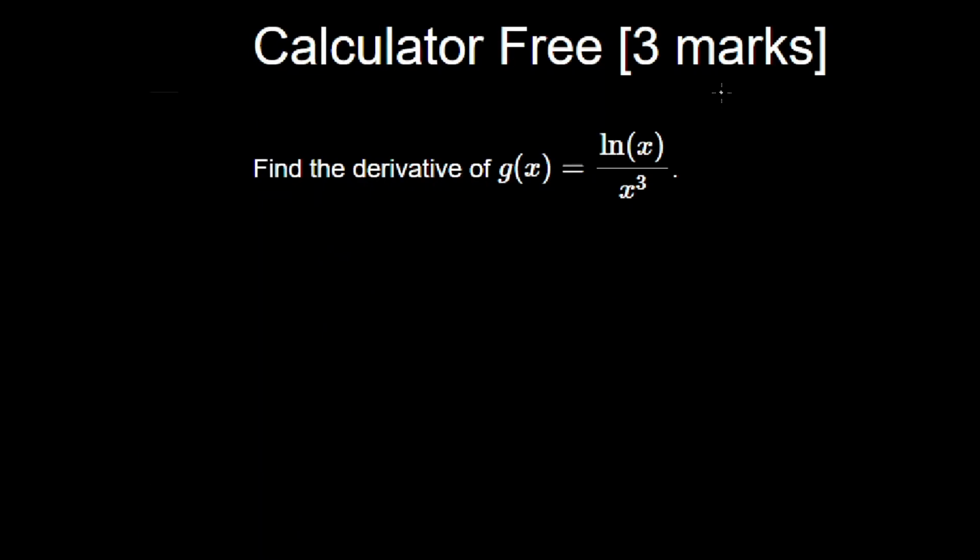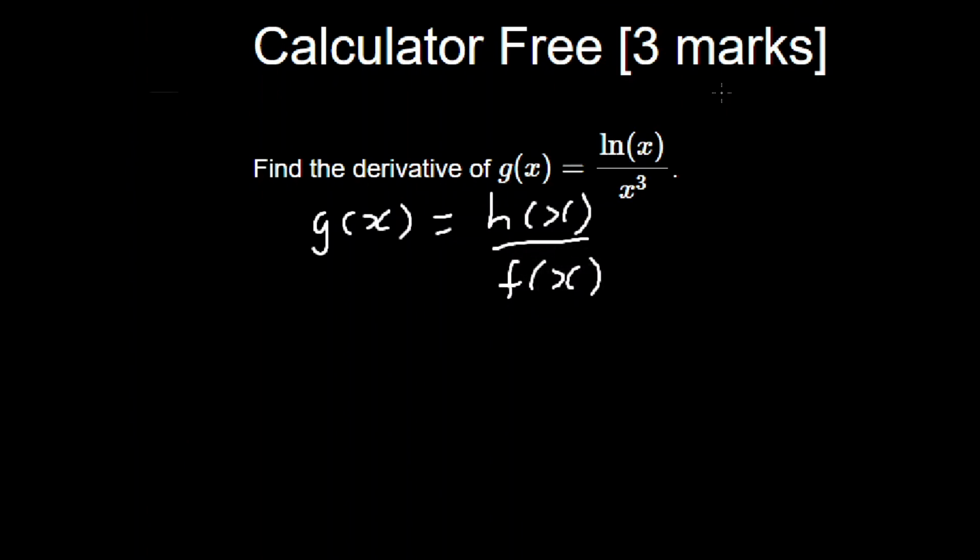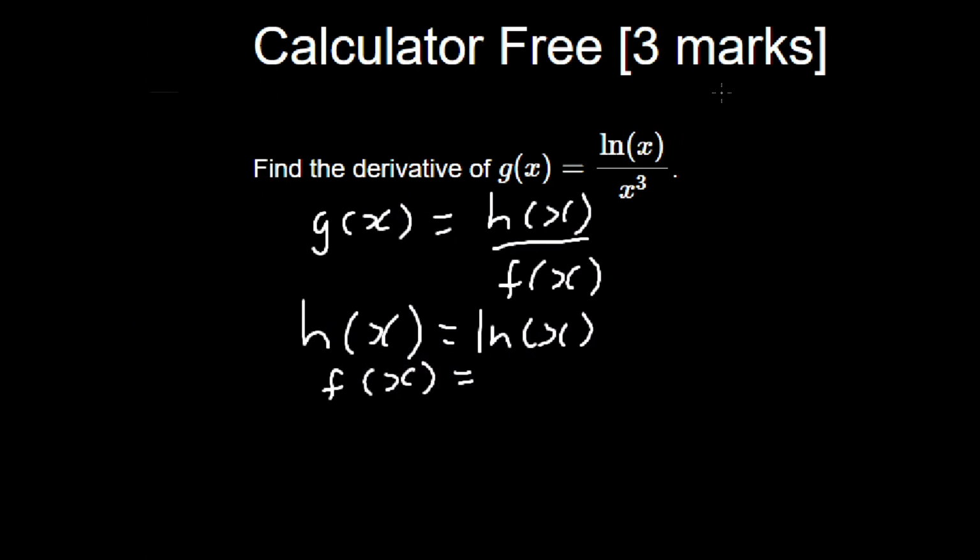This is a calculator-free question, and it's asking us to find the derivative of this particularly gross looking equation. So straight away, we can see that it is a function divided by another function. So we can say that g of x is going to be equal to, let's give it another name. Let's call this thing h and f. Okay, so in this case, h of x is going to be equal to our ln of x, and our f of x is going to be equal to x to the power of 3.